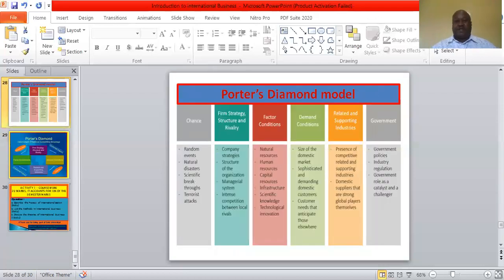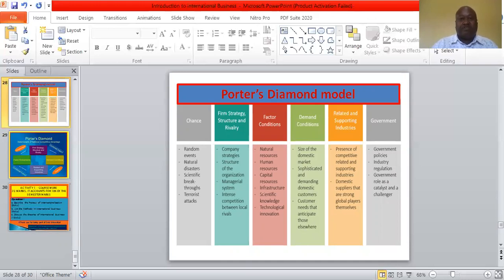We can have an explanation about Porter's diamond model here. The tabulation is in such a way that we have chance. Under chance, as you can see, we have random events, natural disasters, scientific breakthroughs, terrorist attacks. They could be exposed to a given nation.